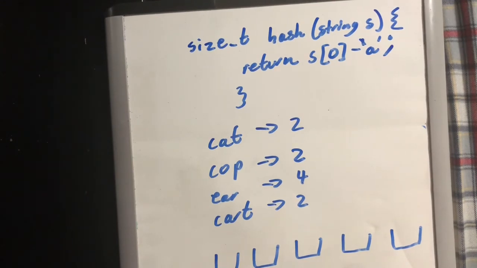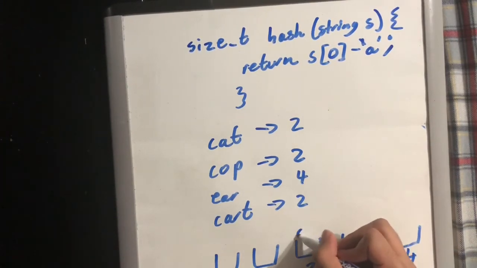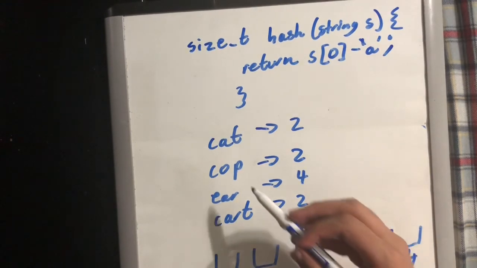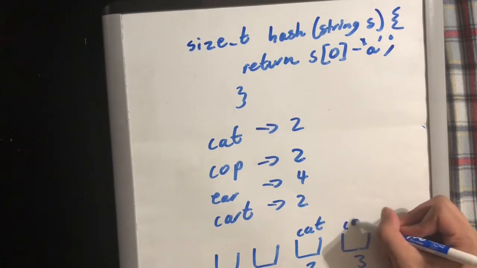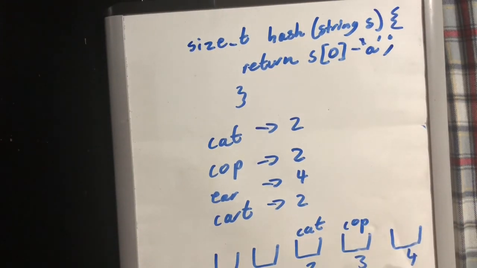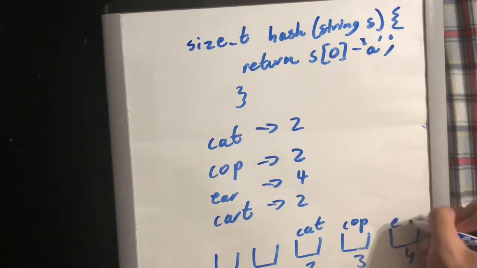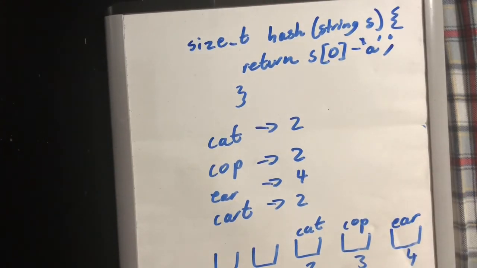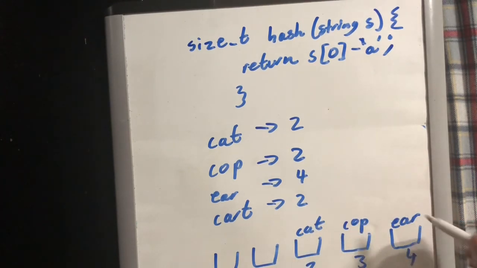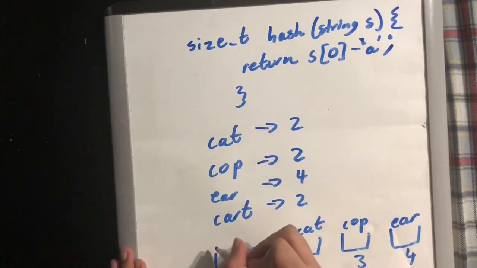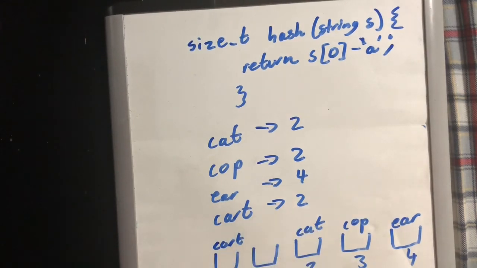The first thing that we do is figure out that cat will go into this basket right here, so we put cat right there. Now we look at cop, and there's a collision here. With linear probing, we go to the next basket available. So in this case, cop would go in basket number 3. Now we go to ear. Ear goes to 4. 4 is open, so we put it into 4. Now we look at cart. We can't put it in 2, so we go to the next one. We can't put it in 3, so we go to the next one. We can't put it in 4, so we go to the next one. Since we're using mod 5, it goes to 0, and we put cart right here. And that's how linear probing works.